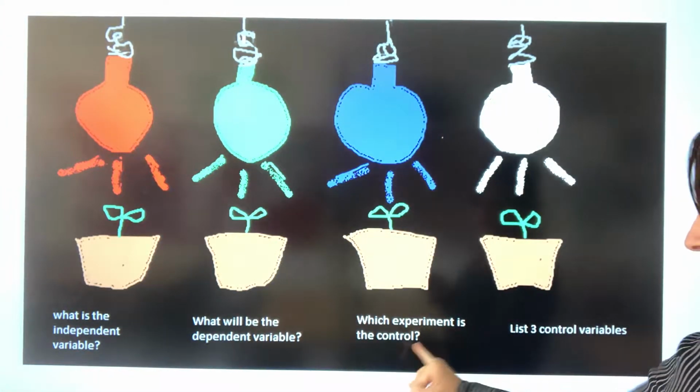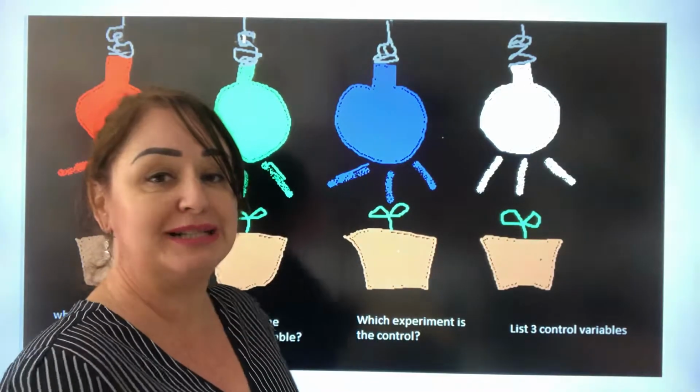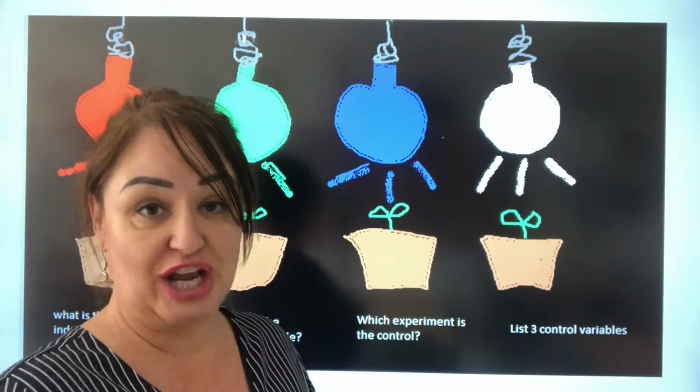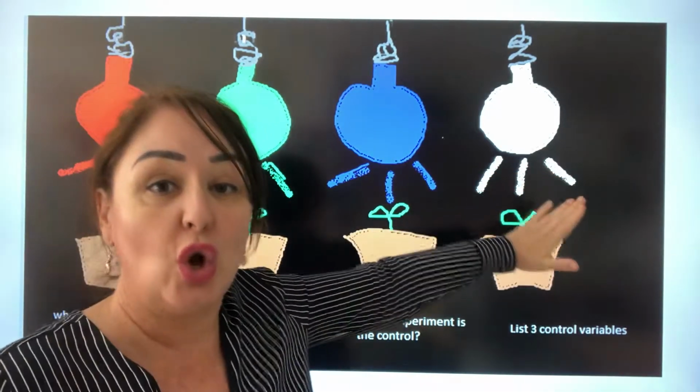Which experiment is our control? So if you remember, a control is set up to see if the independent variable is actually causing the change. So this experiment is our control because there's no colour.